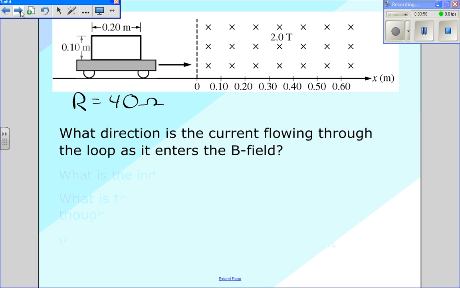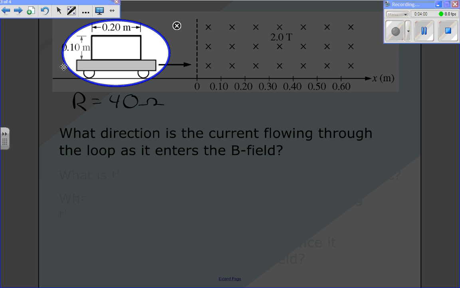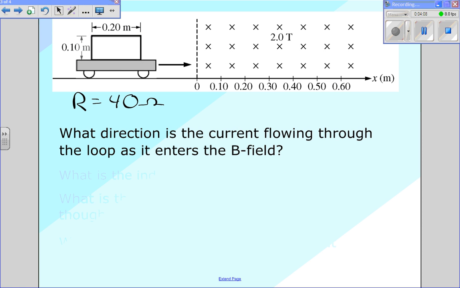If we look up here, what we have is a loop of wire, a single loop on a cart, and we know that that cart is going to be moving to the right into a magnetic field. Right now there is no magnetic field, but as it moves to the right, it's going to slowly enter that field until it enters completely. Again, as always, I think you should be more impressed by my ability to manipulate the smartboard for your educational purposes. Let's watch it again.